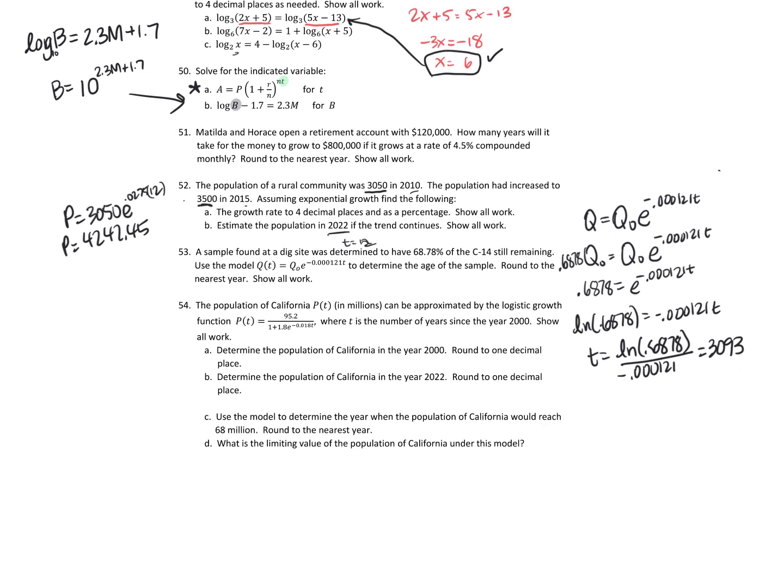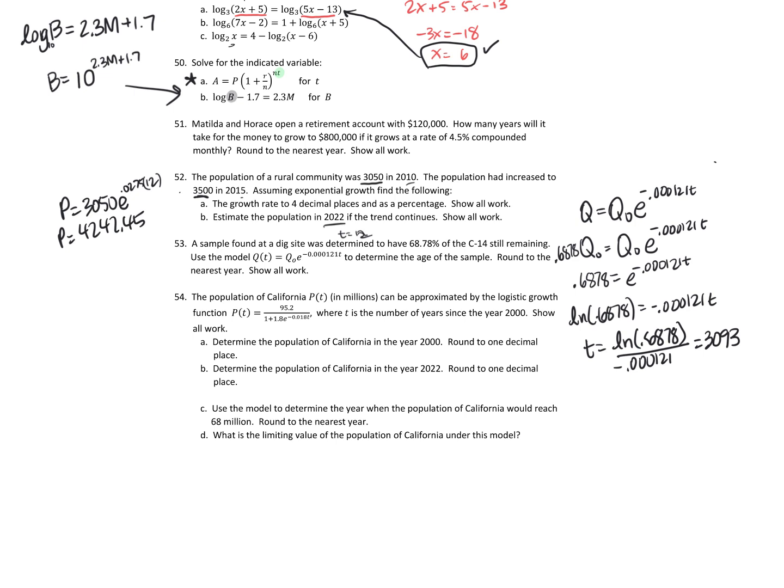Okay, the last one on this page, the population of California can be approximated by the logistic growth function, and there's the function, where t is the number of years since 2000. Show all work. The first one is determine the population in the year 2000. So in the year 2000, t would be equal to 0. So I want to plug in 0 for t and see what p of 0 is.